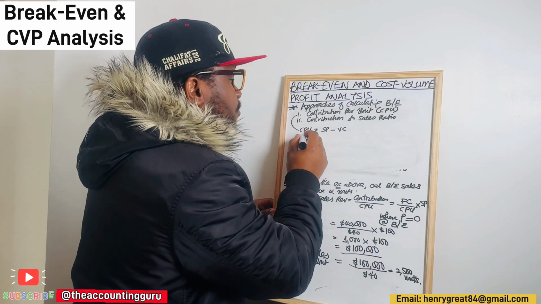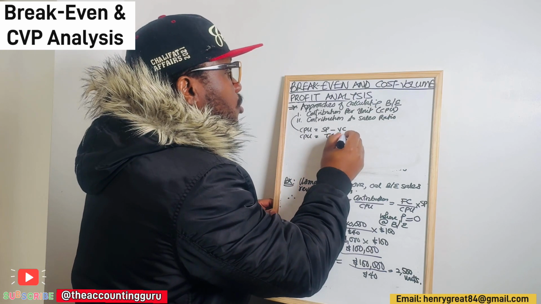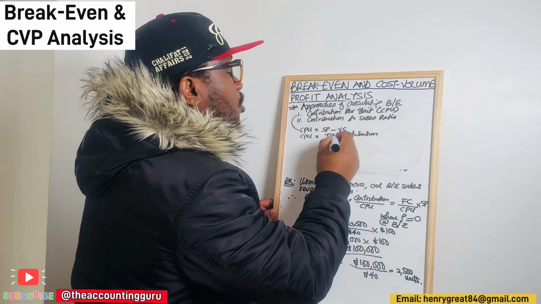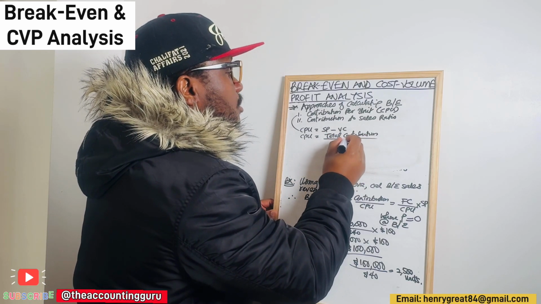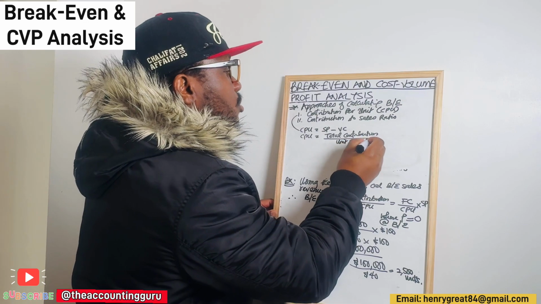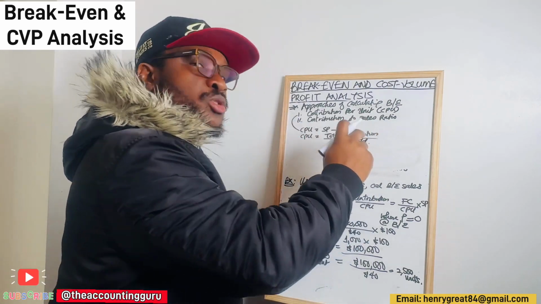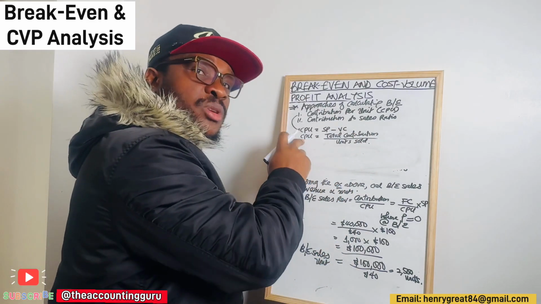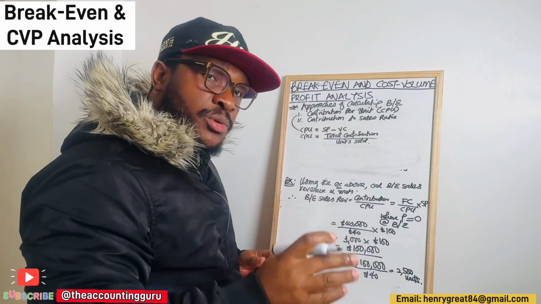Another way of calculating CPU is to say CPU is equal to total contribution all over units sold. All right. If you have total contribution given and you have units sold given, you can get CPU in this way, or you get it in this way. Whichever way will give you CPU.